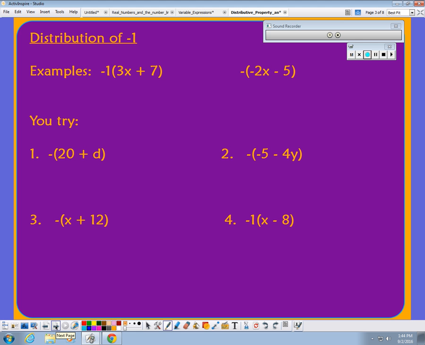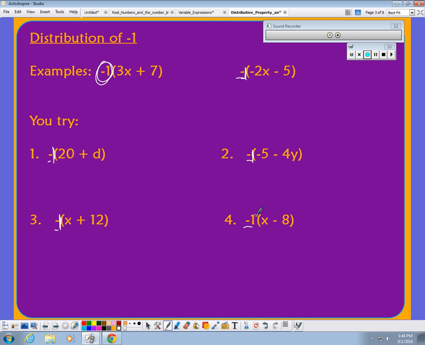Here we have the distribution of negative 1, and why is this important? Sometimes you'll have a minus or subtraction problem, and you need to treat it like a negative 1. All of these examples have a minus in front of them or subtraction, and really we treat that as a negative 1. So we distribute a negative 1. Do not ever forget that. You will get it wrong in a heartbeat if you do.